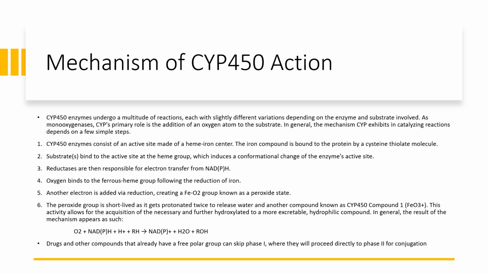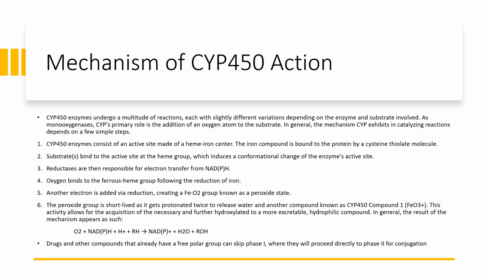First, CYP450 enzymes consist of an active site made of a heme iron center, as we saw in the previous slide. The iron compound is bound to the protein by a cysteine thiolate molecule. Substrates bind to the active site at the heme group, which induces a conformational change of the enzyme's active site. Reductases are then responsible for electron transfer from NADPH. Oxygen binds to the ferrous heme group following the reduction of iron. Another electron is added via reduction, creating an FeO2 group known as a peroxide state.